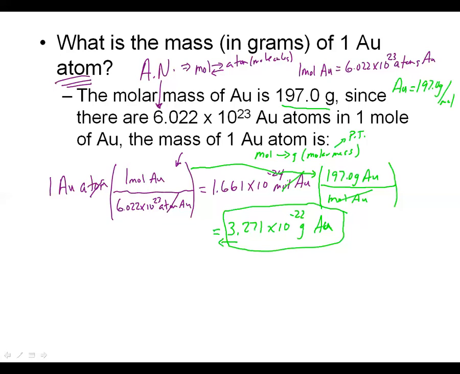So it would be more of an exact number, which means it could technically have as many significant figures as you like. I chose 4 just because the molar mass and everything like that has 4 significant figures. But technically speaking, 1 individual gold atom is an exact number. You technically could have ended the answer with as many significant figures as you want.